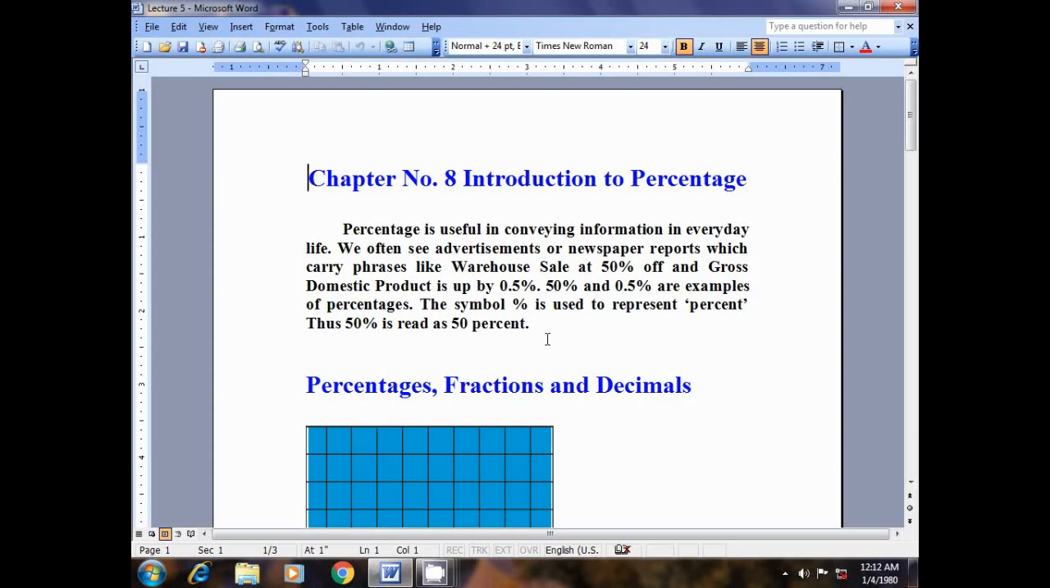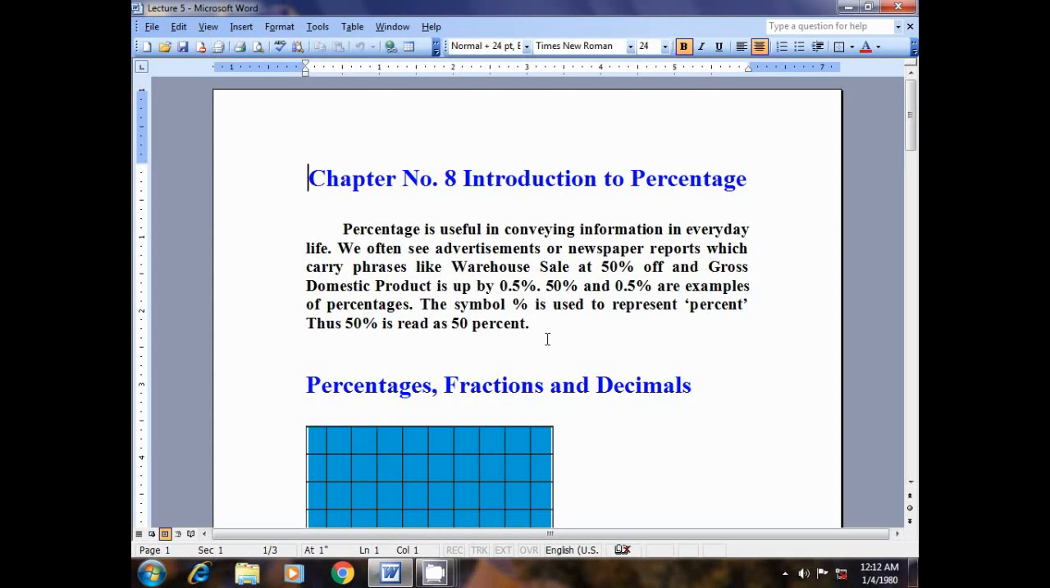Assalamu alaikum dear students. Today we will start chapter number 8, Introduction to Percentage. We have done enough questions from exercise 7b, chapter number 7. Now we will start chapter number 8, Introduction to Percentage.